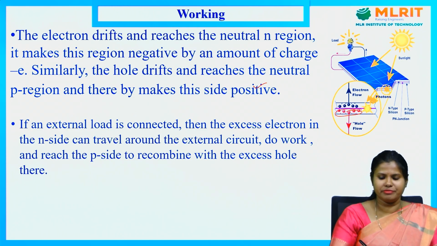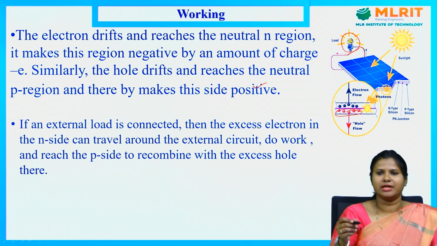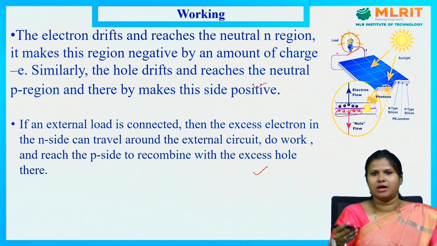So if we now connect some external load with the solar cell, then in the external circuit these charge carriers will flow, and due to the flow of these charge carriers, some electricity will be produced here and current will be flowing through the external circuit.